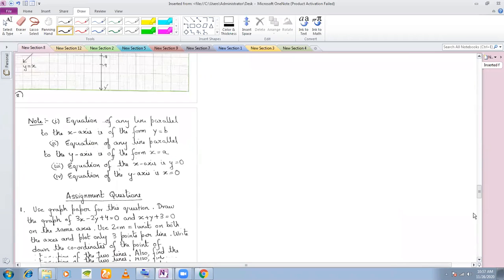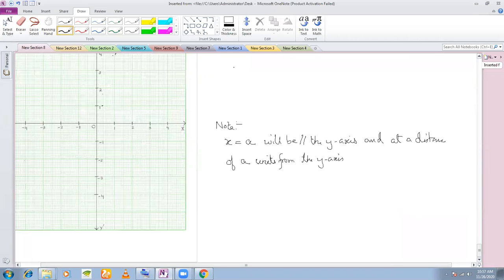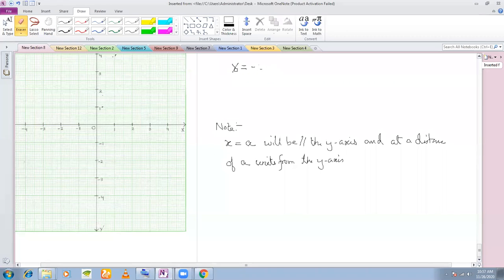Similarly, if I have to draw the line without even plotting, suppose I tell you to draw the line y is equal to minus 5, or let's say y is equal to minus 4. Then how will you draw the line? Here we have a minus 4. So this line will definitely be parallel to the x-axis, but in which direction? It will be in the negative direction of y.